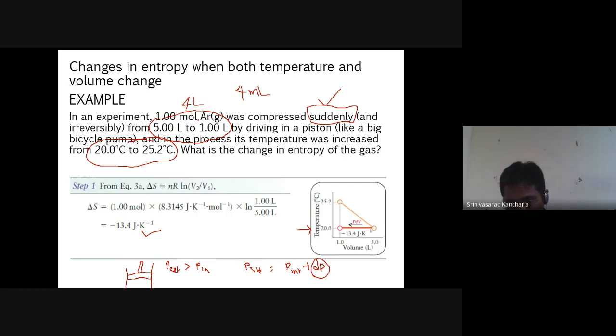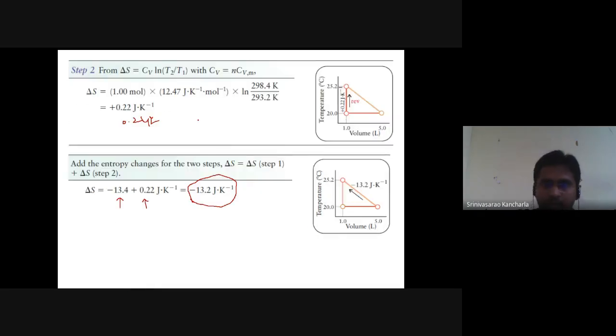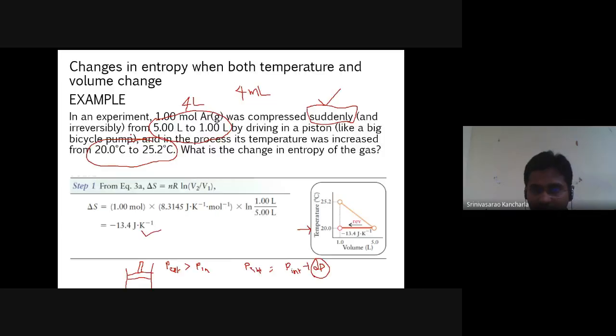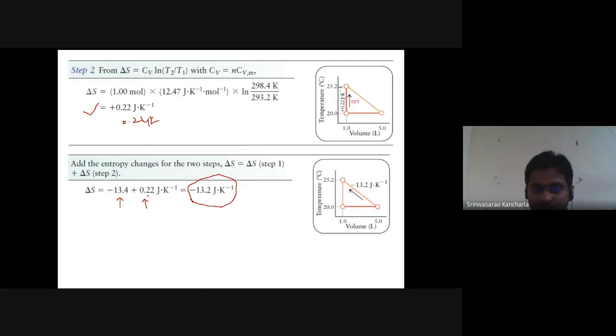When you do not have rising temperature, you will not have change in entropy. Here, since the temperature is rising, entropy also decreases. So the contribution of temperature for the entropy is this one. The contribution of volume for the entropy is this one. Overall, from the volume change and the temperature change, you will get the answer this way. Is that okay?